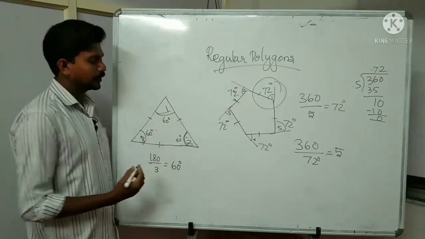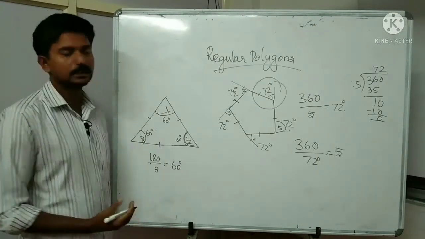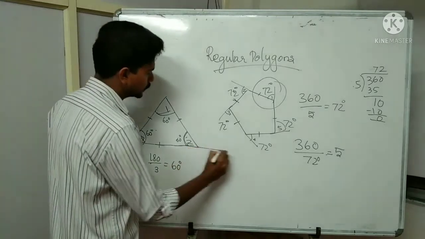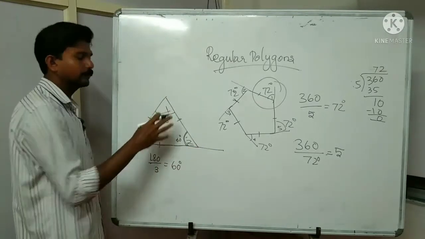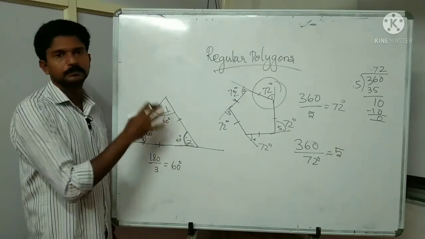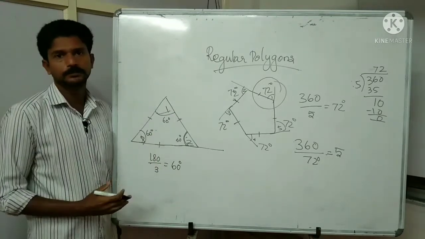In the same way, what is the maximum exterior angle value? That is a question. So the maximum exterior angle we can have, from the same equilateral triangle.